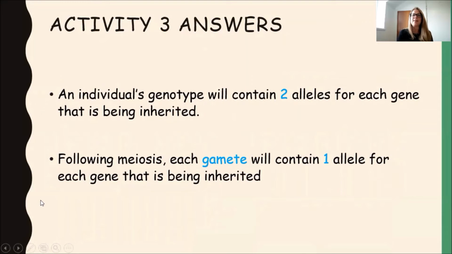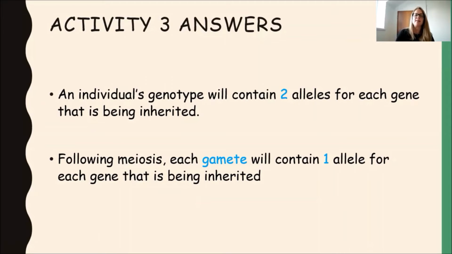So let's go through those sentences then. An individual's genotype will contain two alleles for each gene being inherited. Remember, in dihybrid inheritance, we're talking about two genes. So how many alleles in total will that be? That's right, 4. So we're going to have lots of different combinations, many more combinations than we saw in monohybrid inheritance.